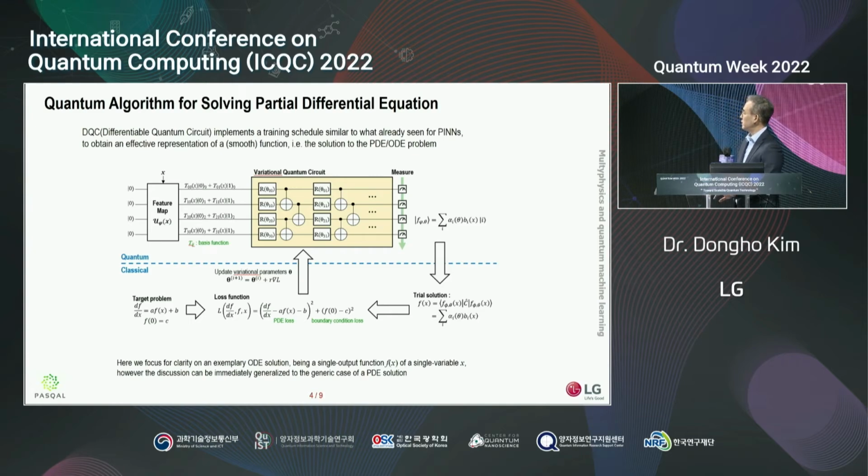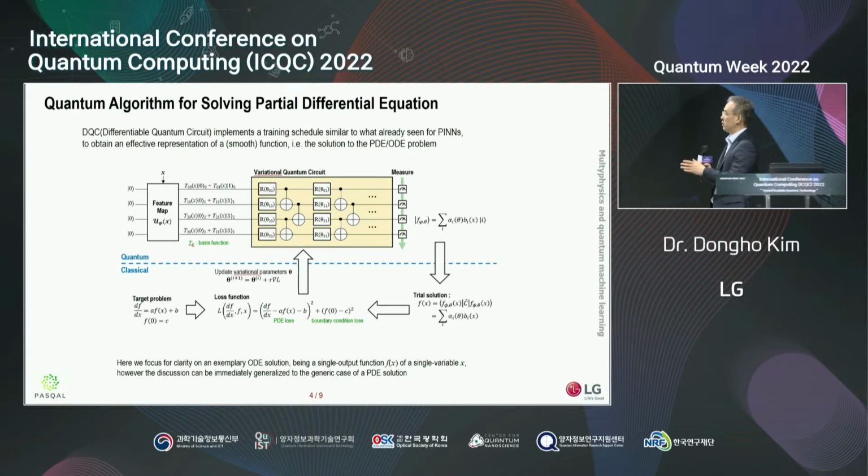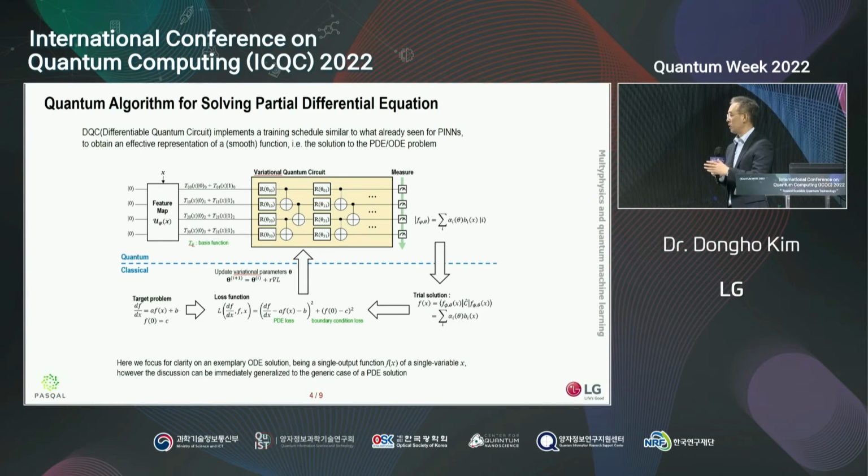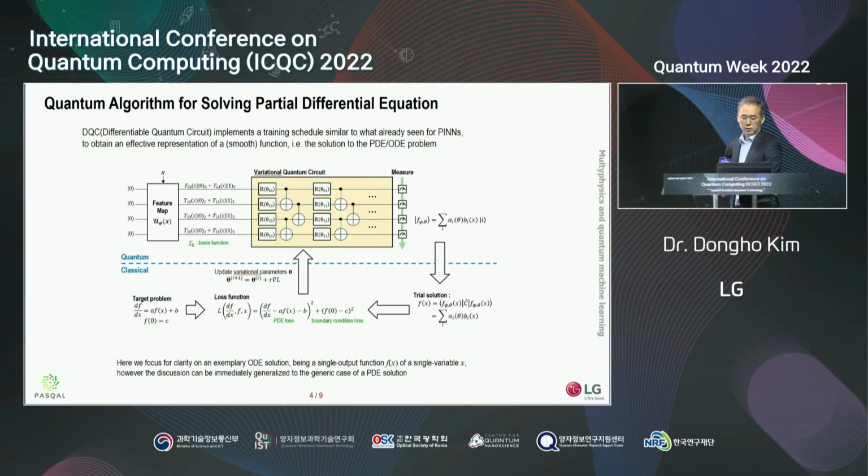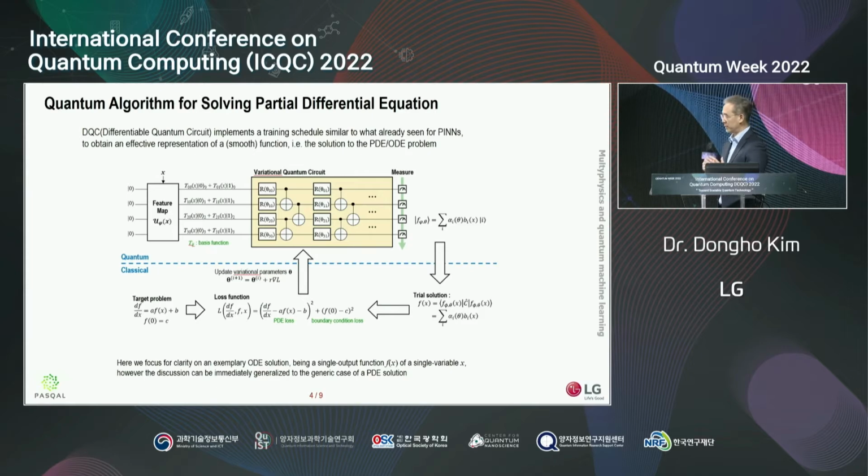So this is pretty much the same as the physics-informed neural net, but a little bit different thing is that there is the feature map. The feature map is a kind of preparation for the input. It consists of several functions, which is a combination of sets of equations. At this time, we are using the Chebyshev function instead of the Fourier function.